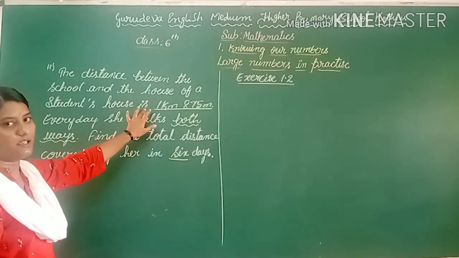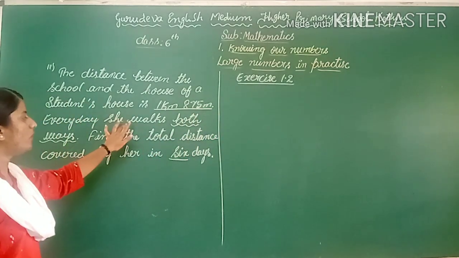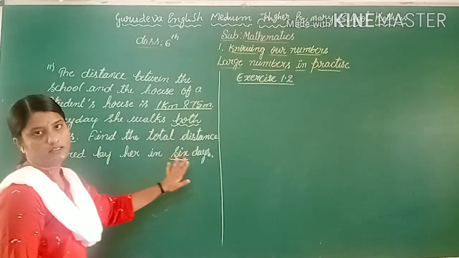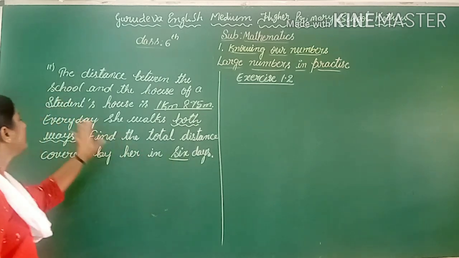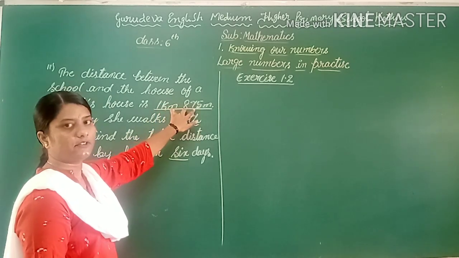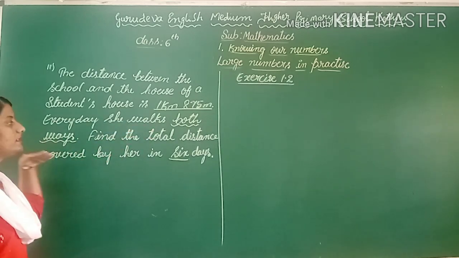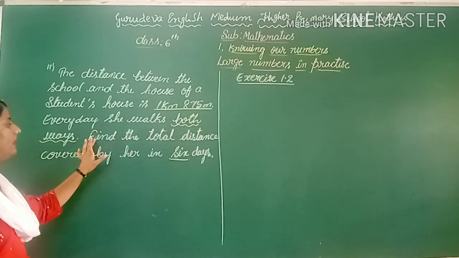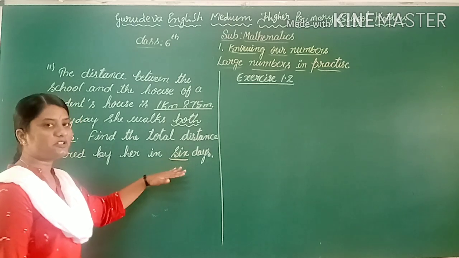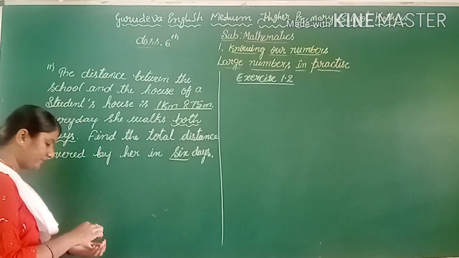So the next example is a plan question. The distance between the school and the student's house is 1 kilometer 875 meter. Every day she walks both ways. Find the total distance covered by her in 6 days. Actually what they have given is the distance between the school and the house of a student is 1 kilometer 875 meter, and she walks both ways. In the same way she will go 2 times. Find the total distance covered by her in 6 days. Then totally how much distance she covers in the 6 days. Let's see the solution.